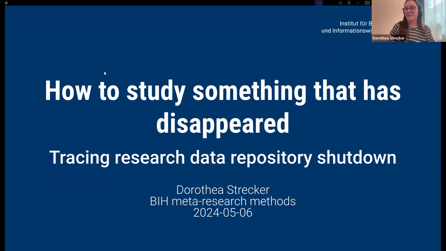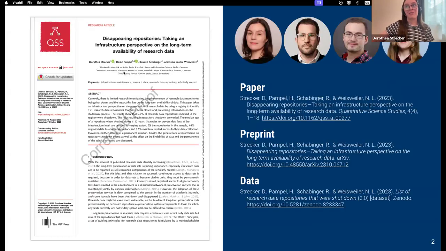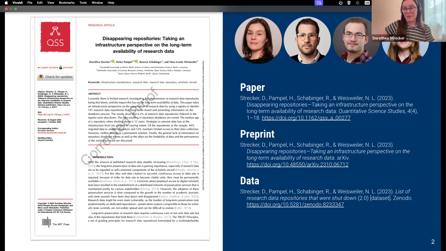I am really delighted to be talking about our paper titled Disappearing Repositories, Taking an Infrastructure Perspective on the Long-Term Availability of Research Data. This paper I published together with my co-authors Heinz Pampel, Ruven Schabinger, and Nina Weisweiler. And in this paper, we looked at the maintenance of infrastructures in the context of research data, in particular, the influence on the long-term availability of research datasets themselves.